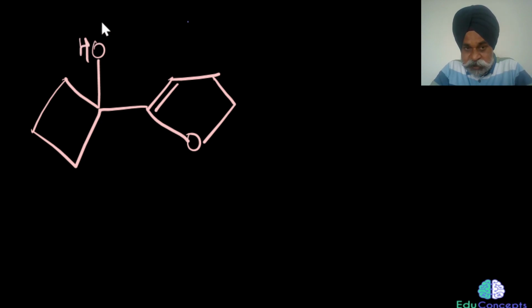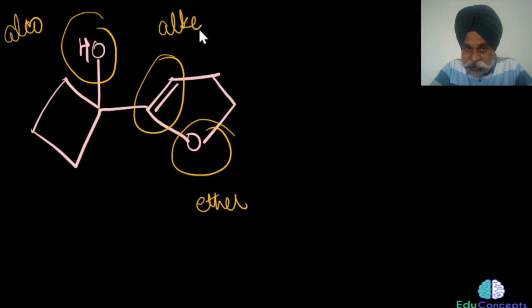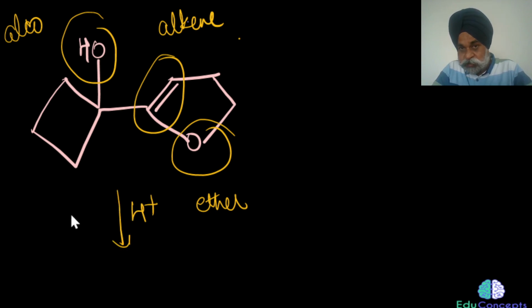So first you have to see that there is an alcoholic part here, and this is the ether part, and you also have an alkene. So this way it is very interesting, and it is supposed to react with H positive. This is what you are supposed to treat it with.